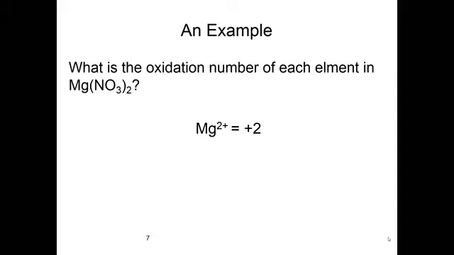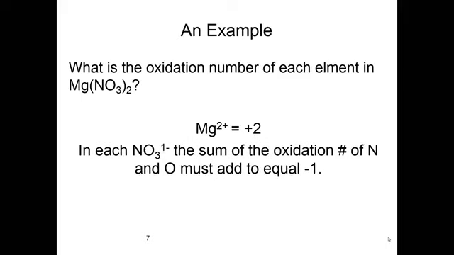Magnesium nitrate is made up of three ions. One of those ions is Mg2+, the other two are NO3 1- or nitrate ions. Mg2+ is a monoatomic ion. Recall from our rules that monoatomic ions have oxidation numbers equal to their charge. Therefore, Mg2+ has an oxidation number of +2.